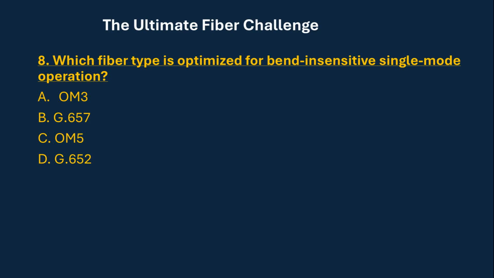8. Which fiber type is optimized for bend-insensitive single-mode operation? A. OM3. B. G.657. C. OM5. D. G.652. The correct answer is B. G.657 is optimized for bend-insensitive single-mode operation.